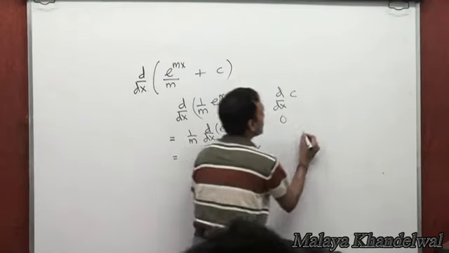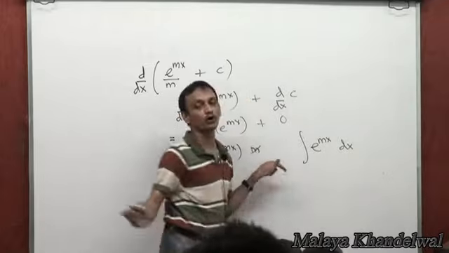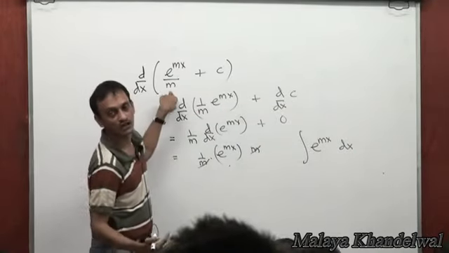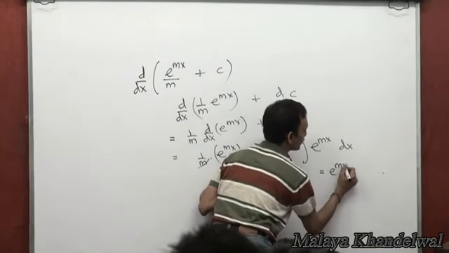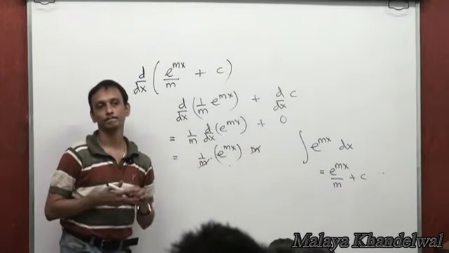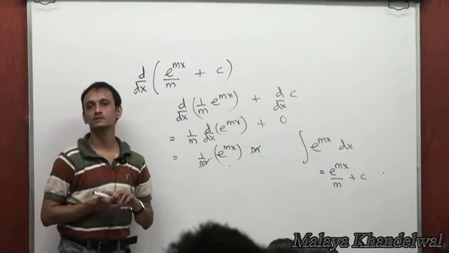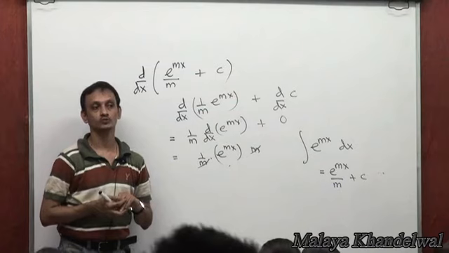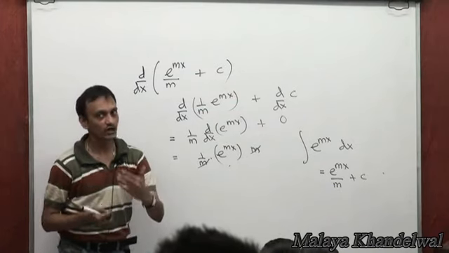Right? So do you realize that when I differentiate e power mx by m plus c, I get e power mx. Means integral e power mx is: find a function which upon differentiation gives me e power mx. What's that function supposed to be? E power mx by m plus c. Anything else? No? So, shall we proceed?